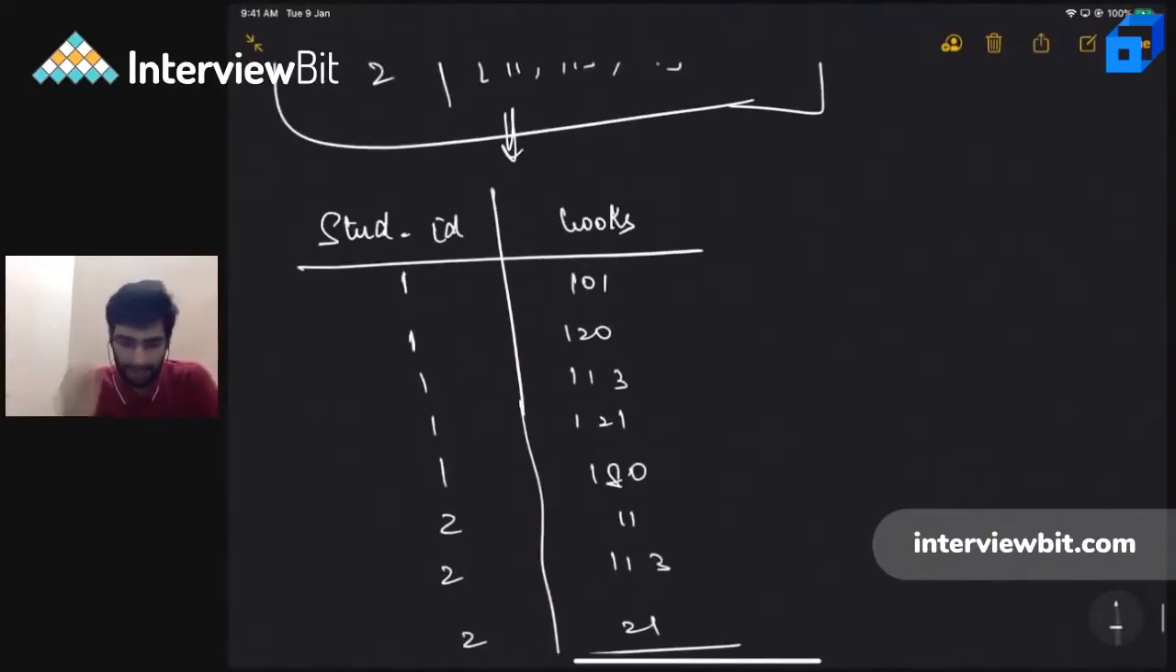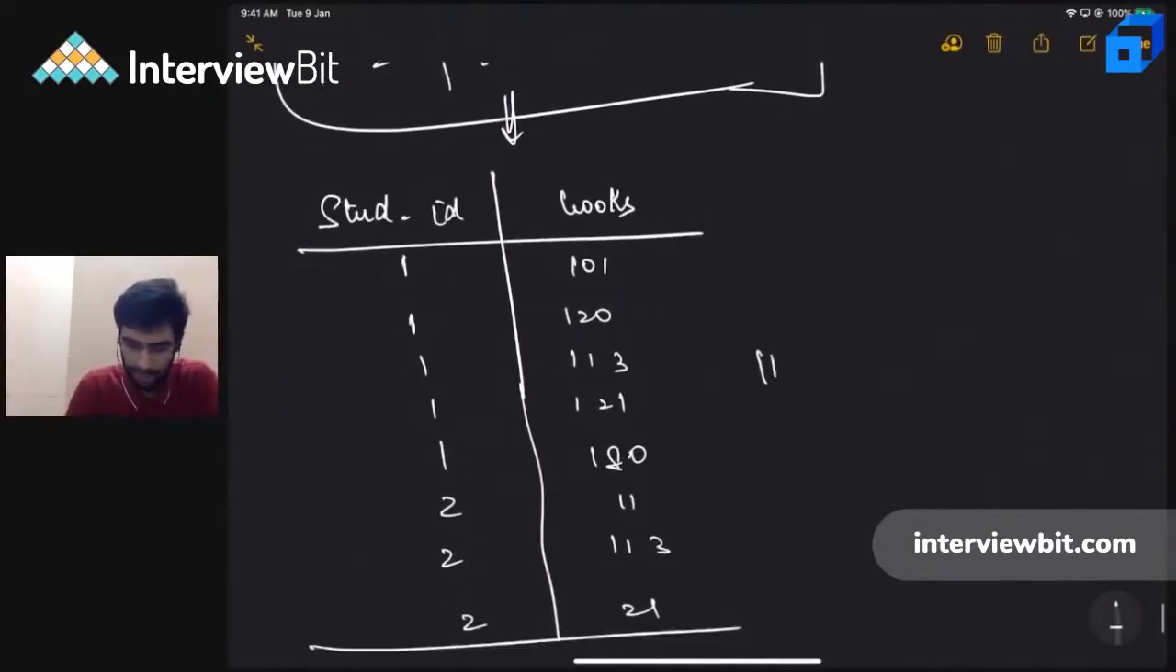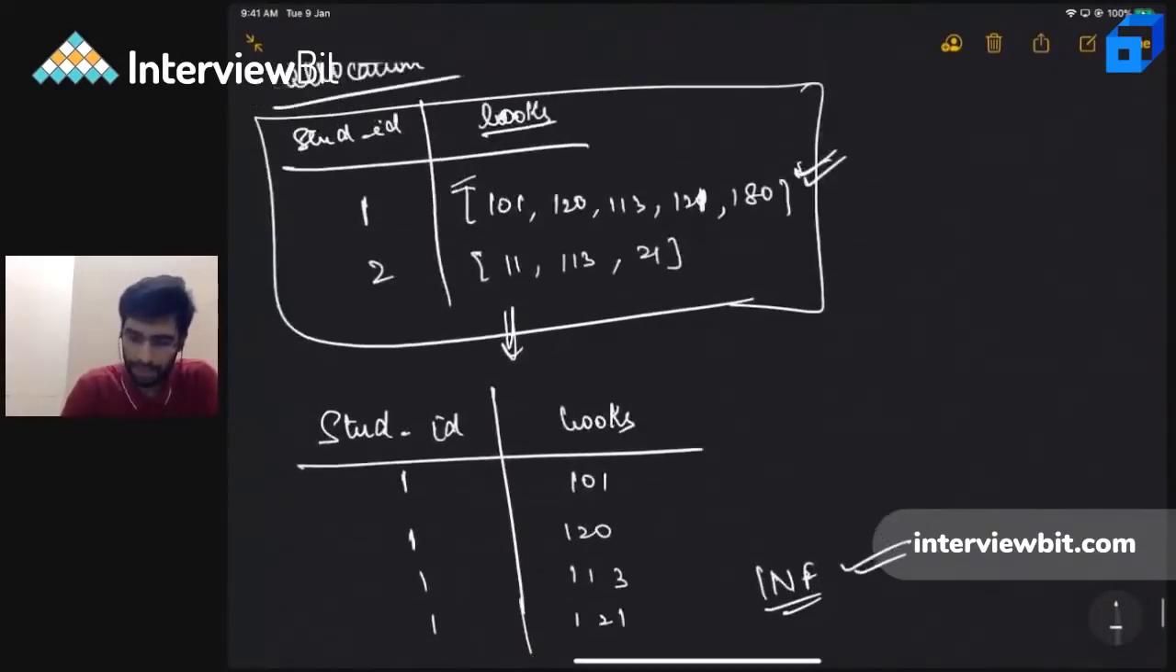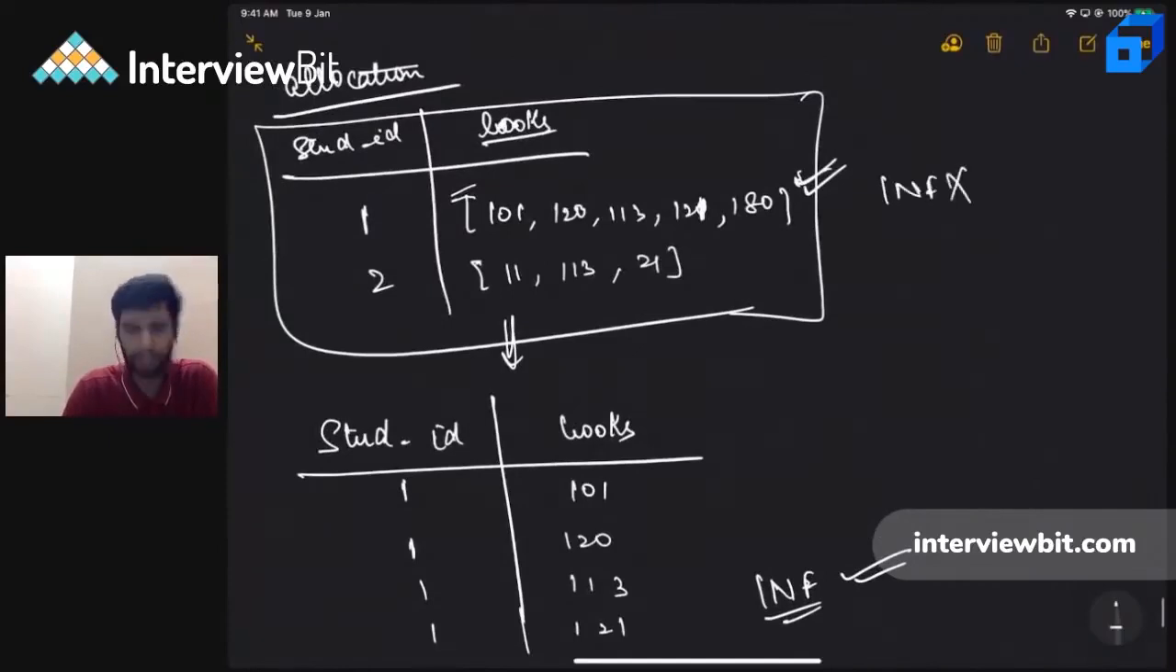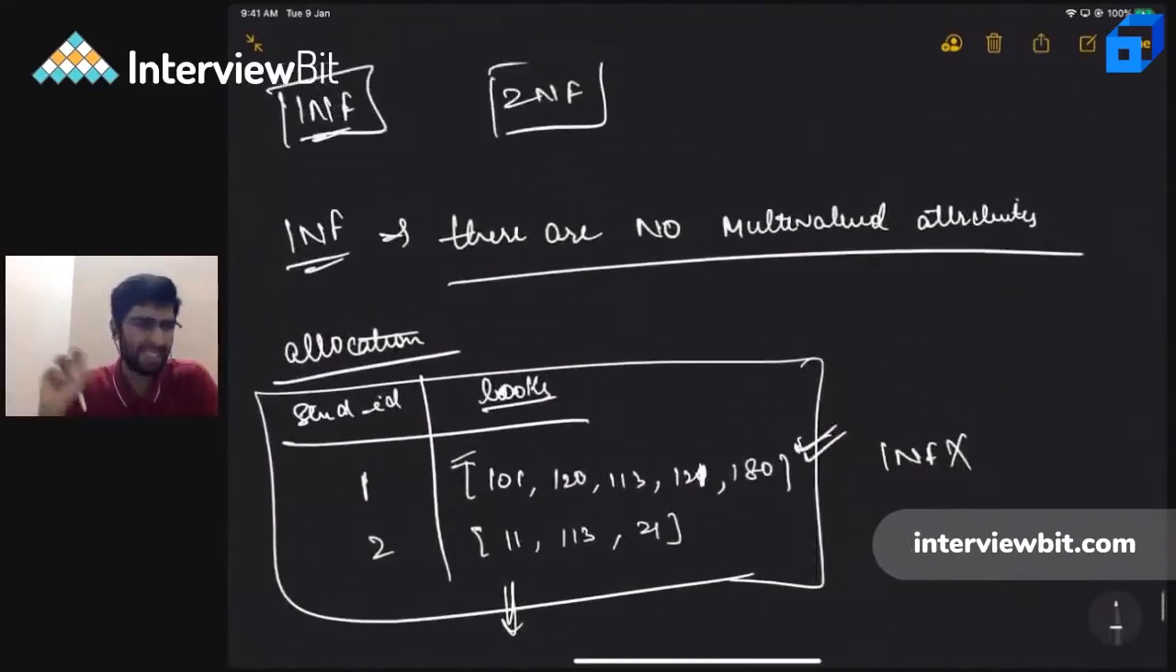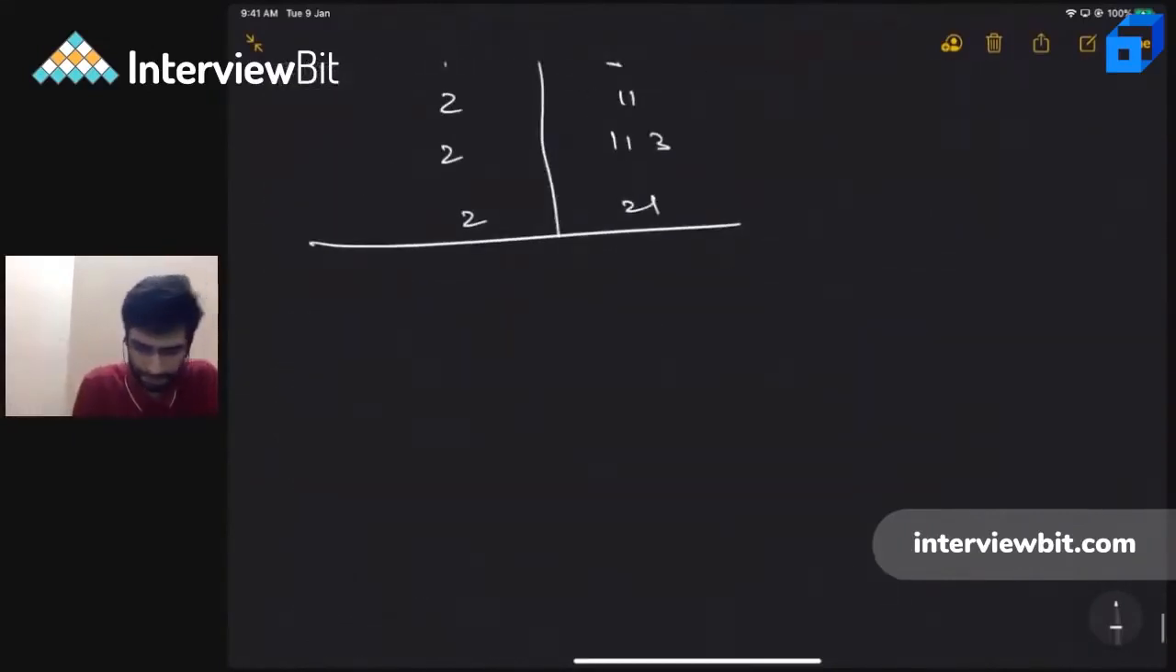Okay, this satisfies 1NF. This does not satisfy 1NF. So that is how you convert a data set that is not satisfying 1NF into a schema design that satisfies first normal form. Let us discuss second normal form as well.